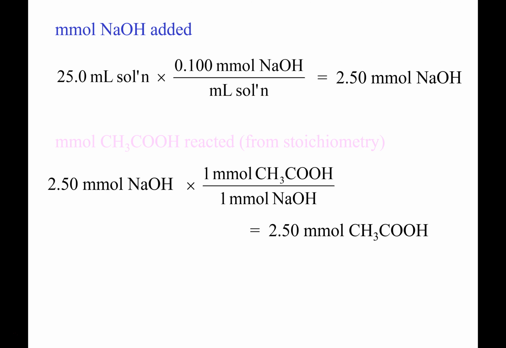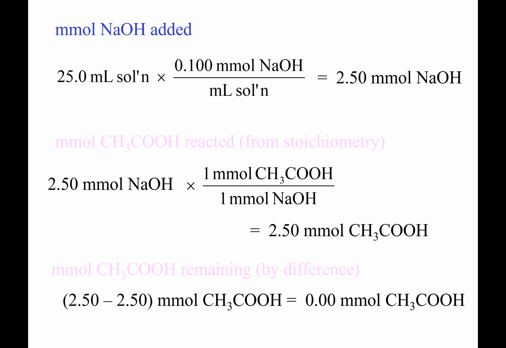That means that 2.50 millimoles of acetic acid have reacted. So that's why you can count the beans, and that means that this is all gone, just like it needs to be at the equivalence point. Okay, so it's all gone. And I think we need to confirm that this is all gone. Maybe not.